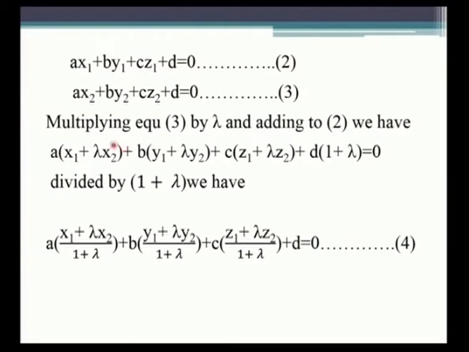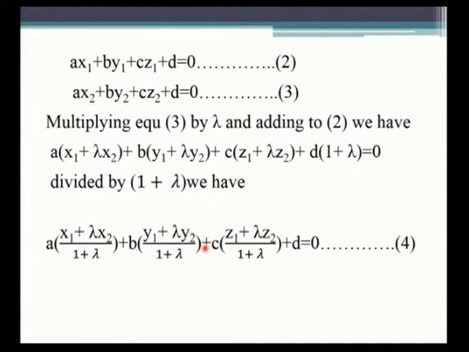Now divide this result by 1 + lambda. If we do so, we will get this expression, that is a times (x1 + λx2)/(1 + λ) plus b times (y1 + λy2)/(1 + λ) plus c times (z1 + λz2)/(1 + λ) plus d is equal to 0.